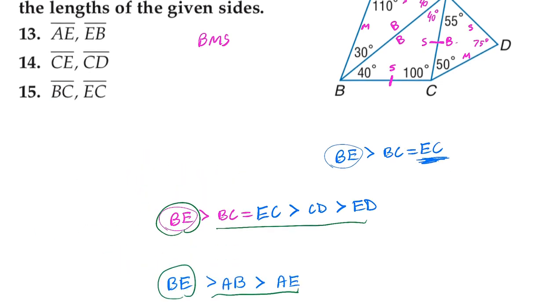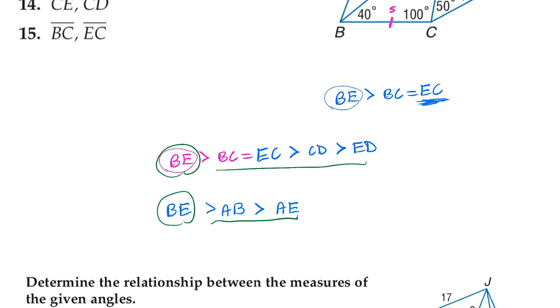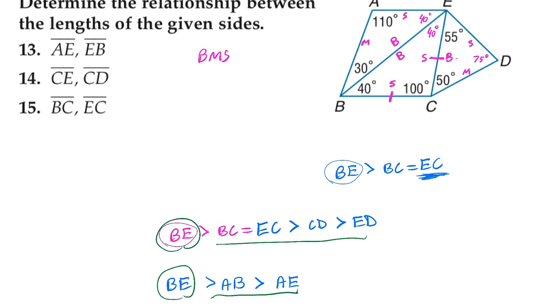But we have no idea how any of these other things on the right behave. We do know for sure that BE is the biggest side because it's bigger than every other side. We were able to chain two of these together, but the third we could not. So then we just look at the questions.